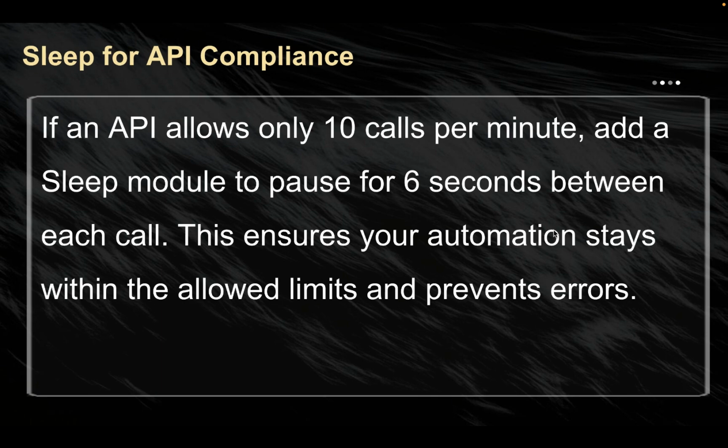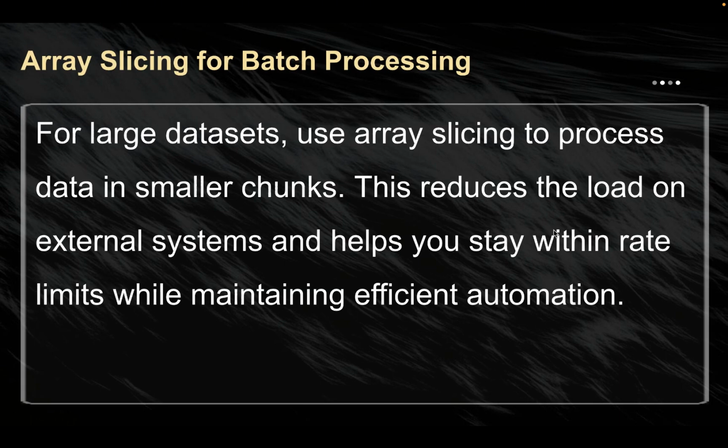Sleep for API compliance. If an API allows only 10 calls per minute, add a sleep module to pause for 6 seconds between each call. This ensures your automation stays within the allowed limit and prevents errors. So with this setup, you'll be able to align with the API restrictions and you will not perform more than the required number of requests for a specific duration. Hence, your workflow will work smoothly.